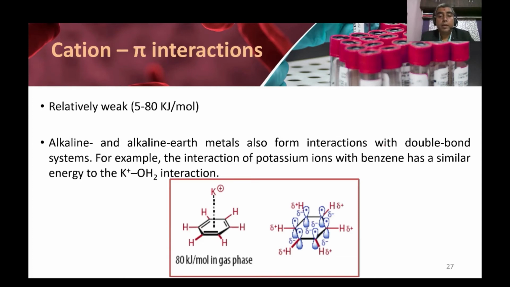Alkali and alkaline earth metals also form interactions with double bond systems. For example, the interaction of potassium ion with benzene has a similar energy to the K plus OH2 interaction. So we can see here in the figure the cation pi interaction is 80 kilojoule per mole in the gas phase system, where this benzene molecule has pi electron density. It attracts this positively charged K plus ion.